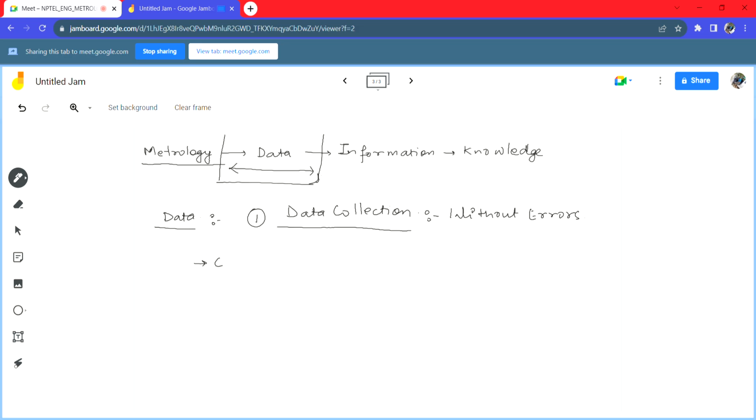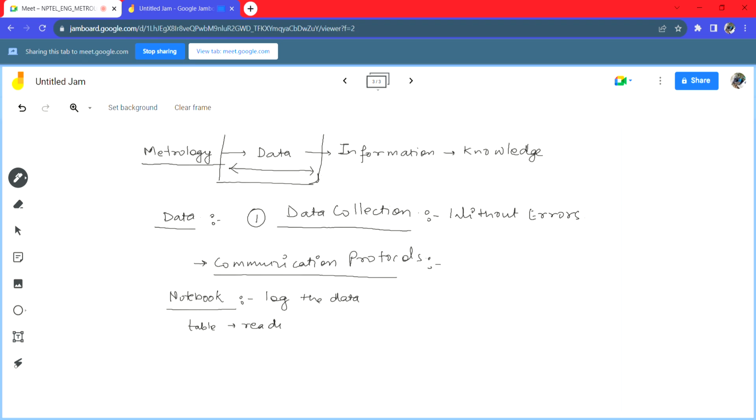And for this, there are various communication protocols that you need to understand perfectly. And what are these communication protocols? See, in primitive times, when data was to be collected, all the time we had one notebook. If you remember your experiments from school, you all had that notebook in which you used to log the data. So every time we had to create a table in which we recorded the readings, and all this was done manually.